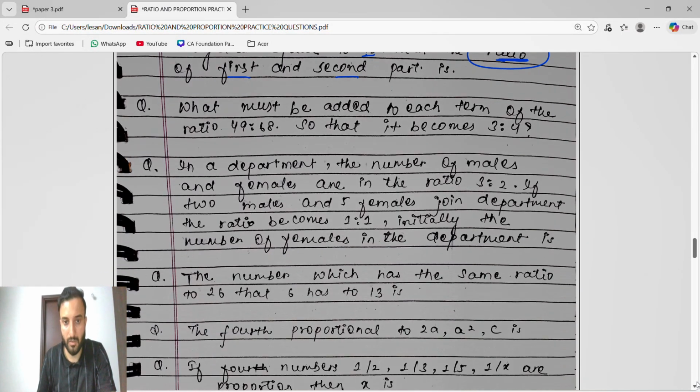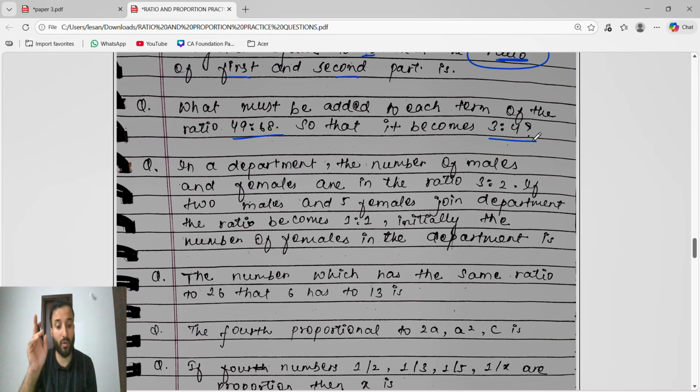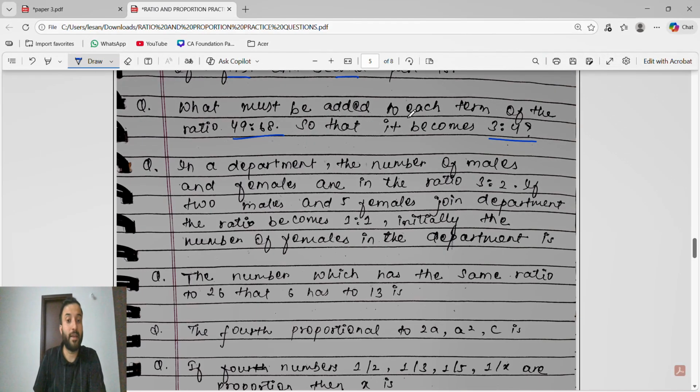Next, what must be added to each? See, what type of question is this? Ratio is given, so this question is again from the ratio chapter. But this type of question we already did in the proportion chapter by using the trial and error method.